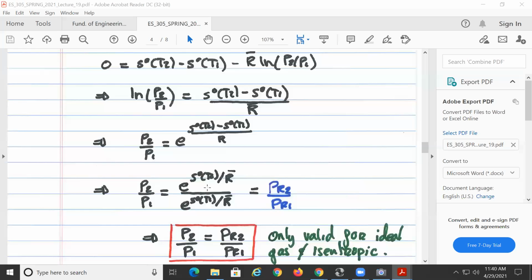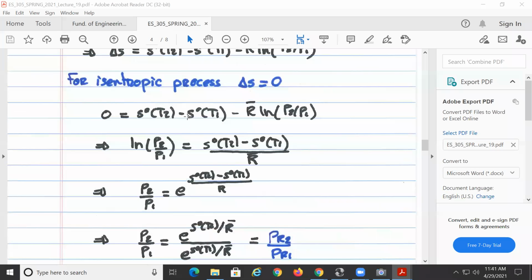We find P2 over P1, which is equal to this relation, and that is what PR2 and PR1 are. So PR2 is not the same thing as P2, and PR2 really doesn't have a big meaning, but what is interesting is that the ratio of the two, PR2 over PR1, is equivalent to the ratio of P2 and P1. In the tables, what they give us is this ratio. So if we know the ratio of the PR values, we can find the value of the pressure. It was coming from this derivation over here.